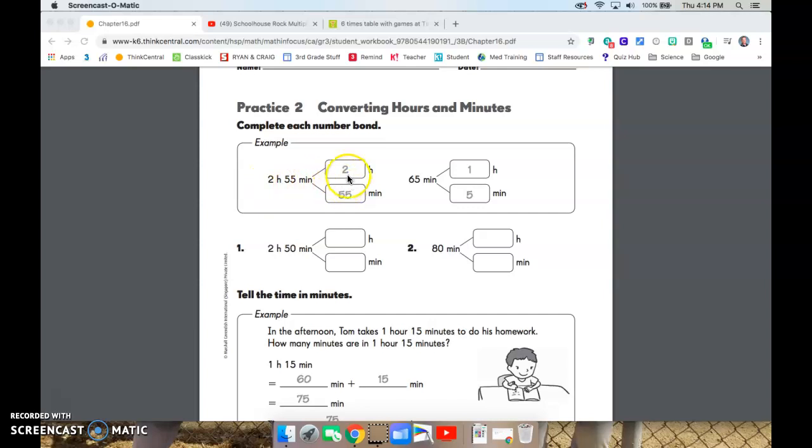So 2 hours and 55 minutes is 2 hours, 55 minutes. 65 minutes is 1 hour and 5 minutes. You take the 60 off of the 65. 65 minus 60 is 5, so it's 1 hour and 5 minutes. So 2 hours and 50 minutes. Well, up here it's going to be a 2 by the hours, again, and 50 minutes is going to be 50 down here. 80 minutes, so you're going to take 60 away from 80. 8 minus 6 is 2. So there would be your 20 minutes right there. So 1 hour and 20 minutes.